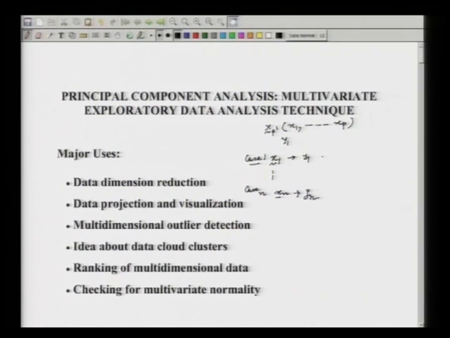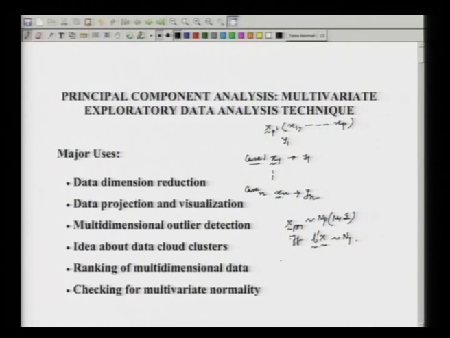Similarly, checking for multivariate normality. By definition, x follows a multivariate normal distribution, say normal p mu sigma, if and only if every linear combination of x, that is L prime x, follows a univariate normal.